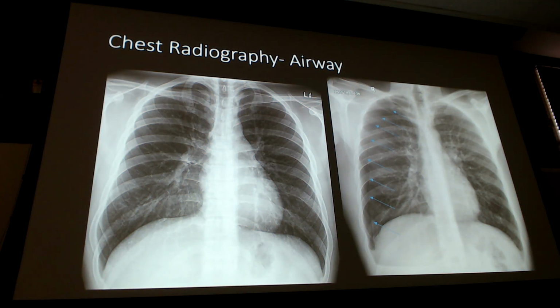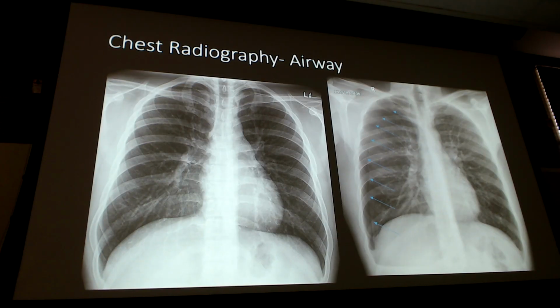Okay, let's look at these. One on the left is normal. I want to draw your attention, not to the blue arrows, but to the similar area on the normal. Look closely at my lung markings. They're subtle, but you see the little gray lines that come almost all the way out to the edge of the thorax wall.